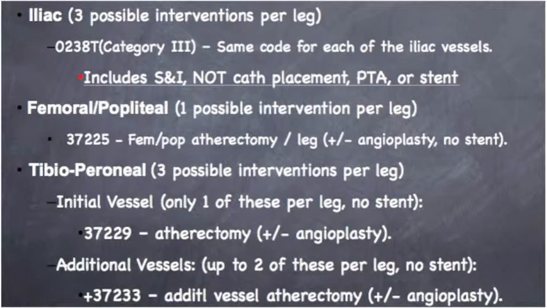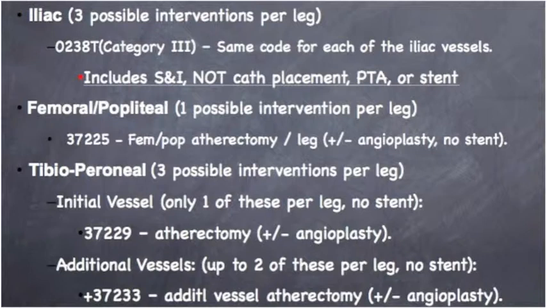But in the rare case that you do it, you want to keep in mind that this particular 0238T code does not include the catheter placement that's necessary to do the procedure, so we could bill for the catheter placement separately. And also they say that this is separate from the angioplasty or stent placement. So if we happen to do atherectomy and then stent an iliac vessel, we're able to bill for both this temporary status Category 3 code as well as the stent code that goes along with it. And we'll get to those stent codes in just a minute. It's a very rare procedure, so don't be distracted by that one too much.